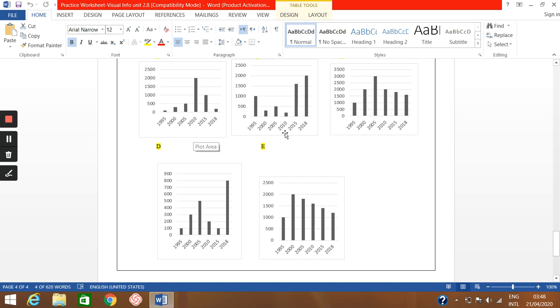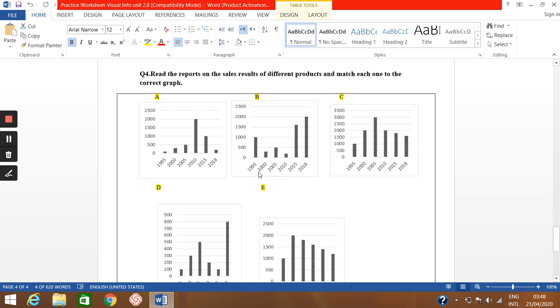Not this one. The year 2000, less than 500. Yes, most probably this one here. So in the year 2000 here, it decreased. It went down to less than 500. Yes, 500 and less than 500. Therefore, our answer definitely is going to be B here.